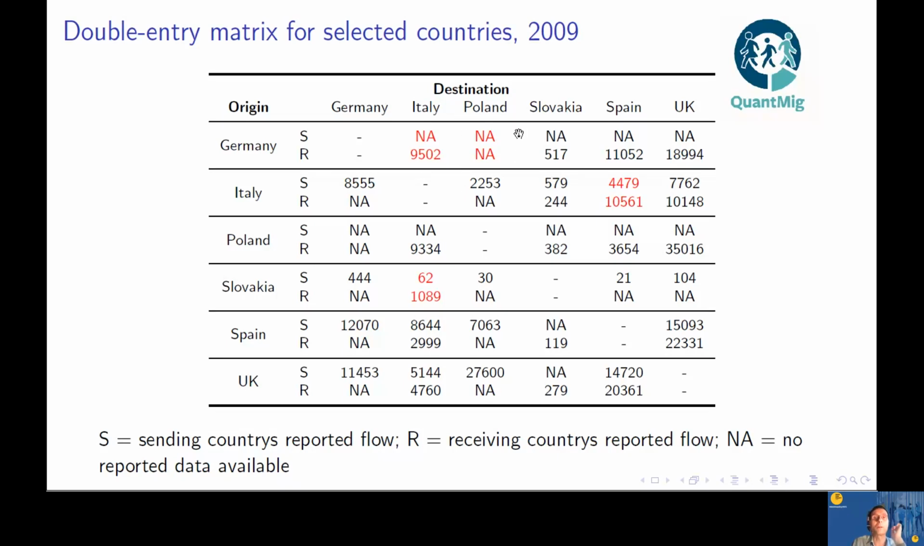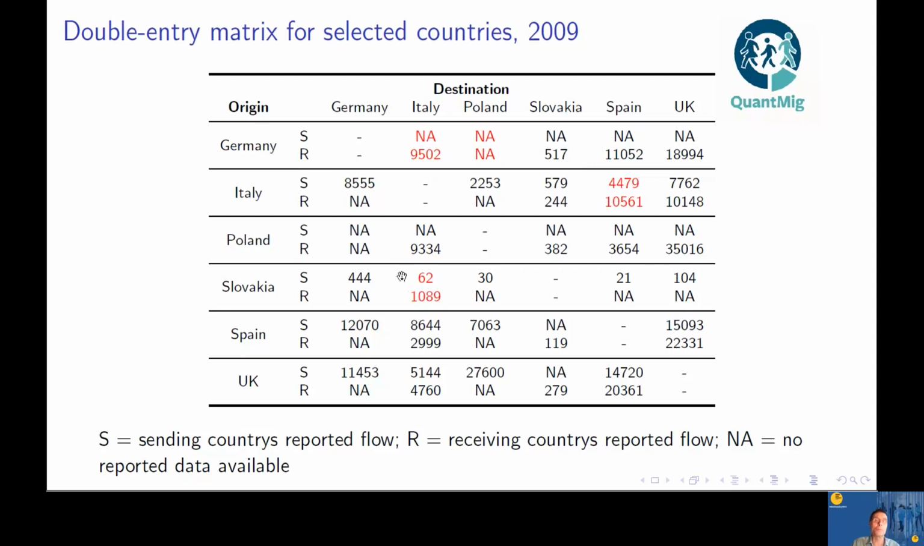figures on migration flows. Another example here is where we see a considerable difference, again similar to the Italy-Spain example, between Slovakia's reporting of sending only 62 migrants to Italy, whereas Italy reports receiving over 1,000 emigrants from Slovakia. And that's because of the definitional differences.